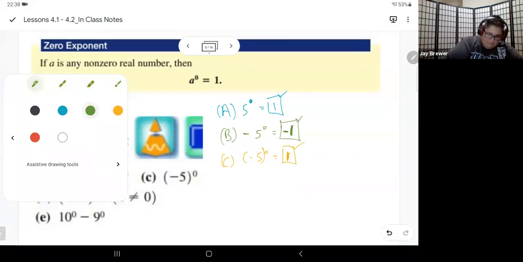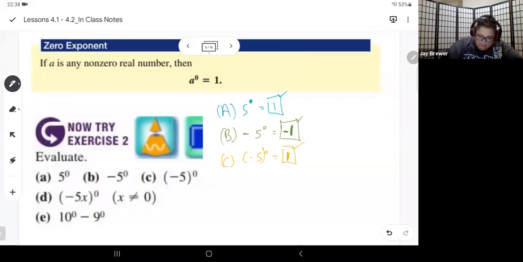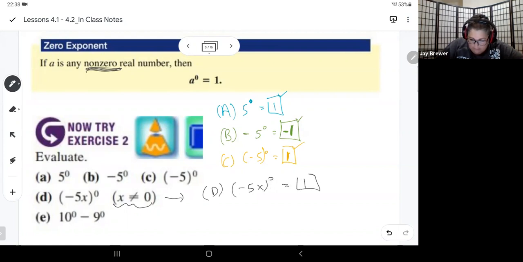D is important because we're getting told this right here. That's important, because remember up here, it says any non-zero number. Okay, so it can't be 0. Again, though, we have parenthesis sets with our exponent outside. So it doesn't really matter, no matter what. Each of those pieces is going to be 1. So your answer is 1.